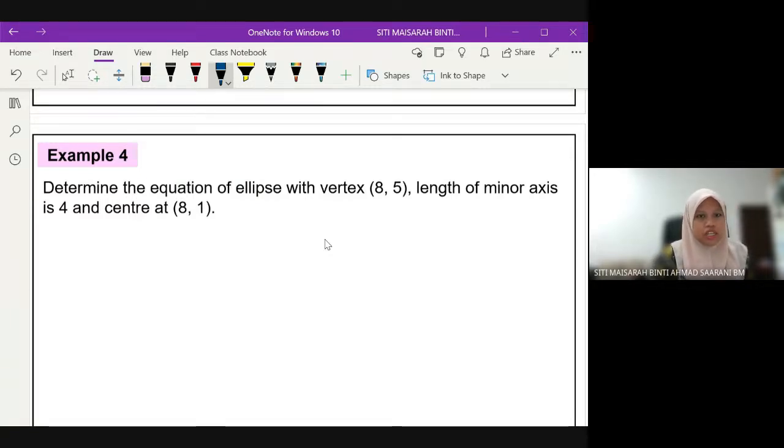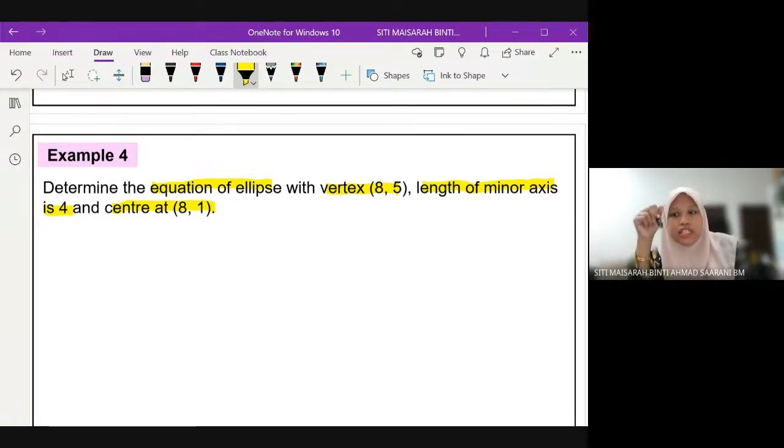The question is to determine the equation of the ellipse. It wants the equation of the ellipse with vertex (8, 5), length of minor axis 4, and center (8, 1). Okay, to know which orientation it is, look at the vertex and the center. The vertex and the center lie on the same line, either the major axis is along Y or parallel to X. So looking at this, which value changes? Y changes, X stays the same. So it means the major axis is parallel to the Y axis.